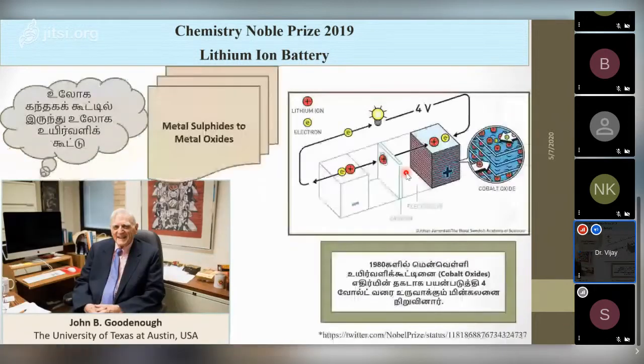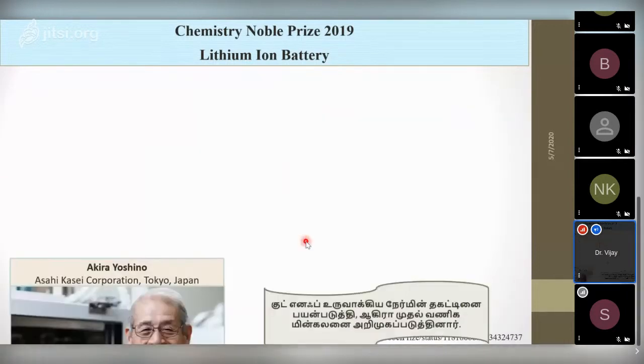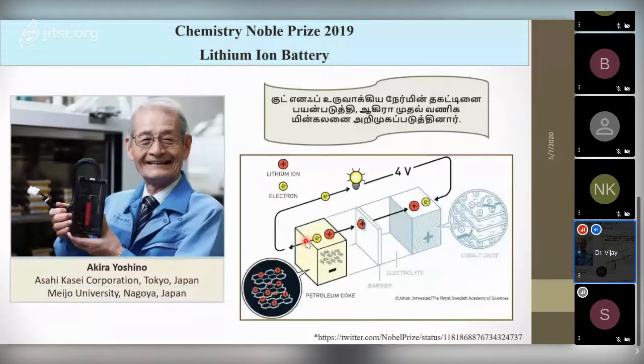Then he transformed metal sulfide into metal oxide. He used the same system, and he found that with the change of metal sulfide to metal oxide, he got 4 volts through this load. He also used cobalt oxide instead of titanium. Then there is a Chinese scientist who used cobalt oxide, then introduced petroleum coke here to make a barrier. Then he made a more efficient, commercialized way of the lithium-ion battery.